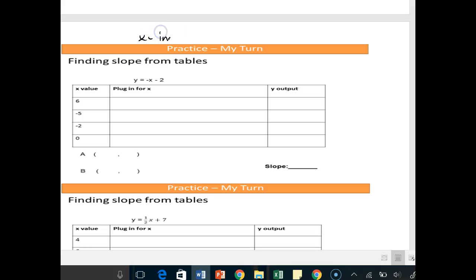X is the independent variable, because it doesn't really matter what I plug in for it, and y is determined by what x is. So y is the dependent variable. It relies on what x is.